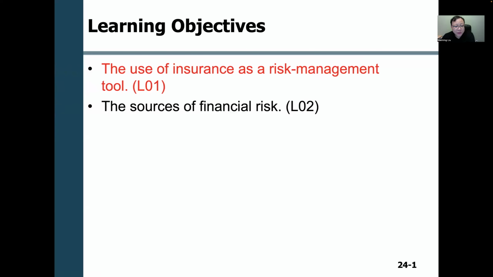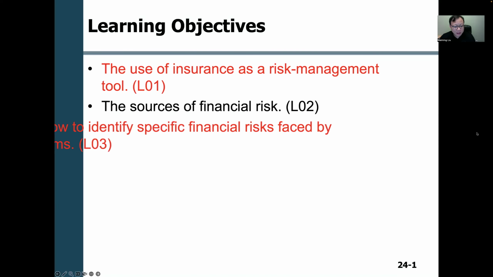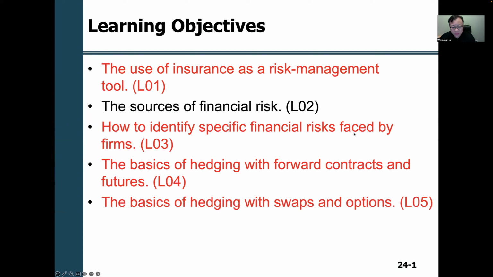So we want to learn about the first learning objective, which is about using insurance as a risk management tool. And then there are some important things we want to know: the approach of hedging, how to use hedging with forward contracts and futures, and how to use hedging with swaps and options.